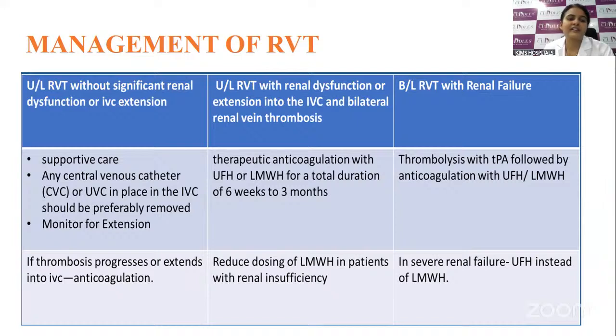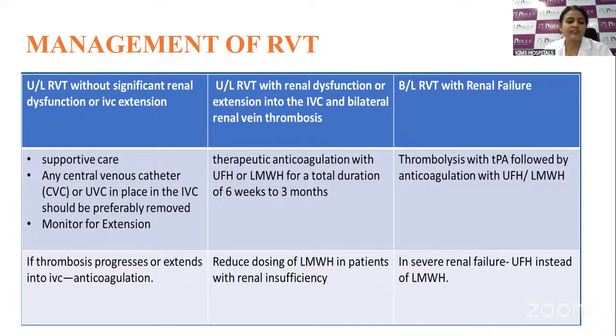And if there is unilateral renal vein thrombosis without any significant renal dysfunction or without any IVC extension, then only supportive care has to be given. And the catheter, or the UVC which is in place, should preferably be removed.